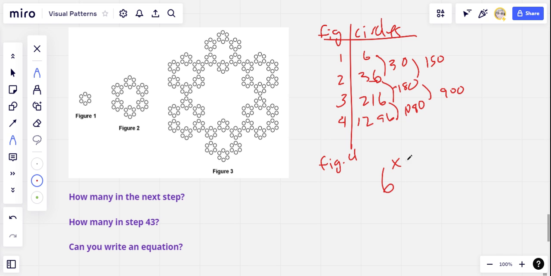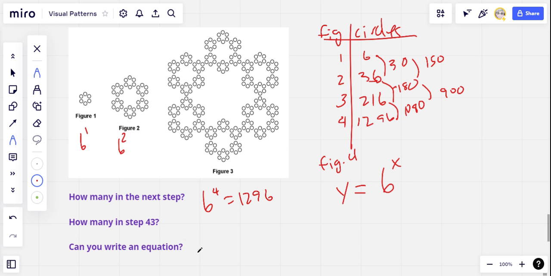In figure 1, we'd put in 1 for the x. 6 to the first power is 6. That is how many little circles there are. How about in figure 2? 6 squared is 36. That's exactly how many little circles there are. 6 times 6 is 36, and so on up. So this pattern can be described just by the equation 6 to the x. So how do you figure out how many in the next step? Well, you take 6 to the 4th power, and that is 1296.